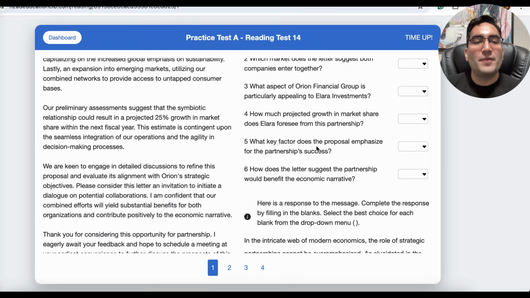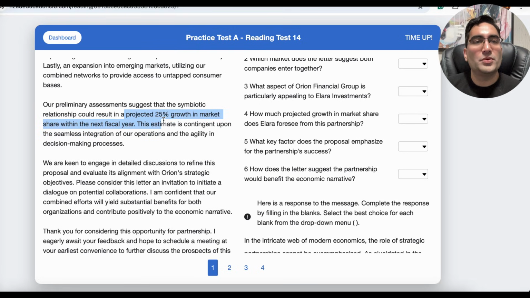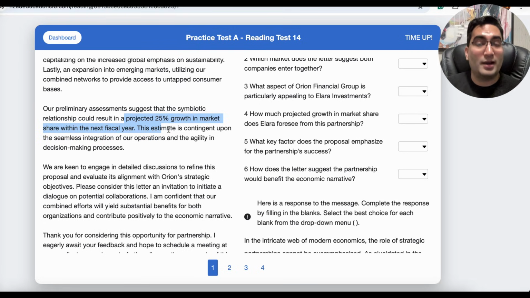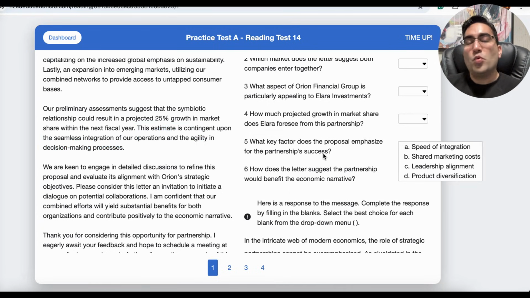Now, number 5, what key factor does the proposal emphasize for the partnership's success? Now we're talking about the success, which would be related to growth. Like if we have growth, then this would be our success measure. I'm also thinking they would say, this is the metric we would look at. Maybe it's sales, maybe it's revenue. That will determine if we're successful or not. And they are talking about the success with 25% growth, saying that this estimate is contingent upon the seamless integration of our operations and the agility in decision-making processes. So what is the answer based on that? Have a look, comment down below, let me know what is the answer for question number 5. Only geniuses will be able to answer this.